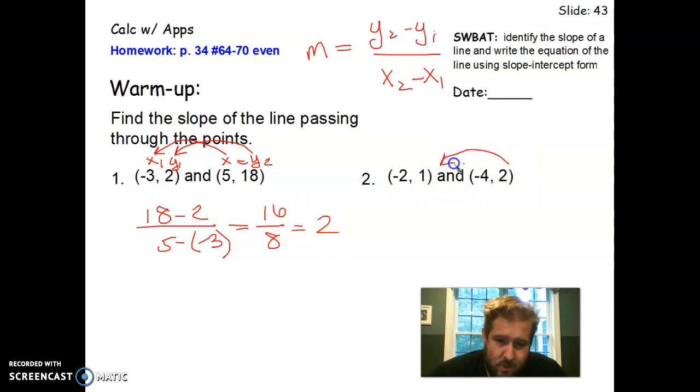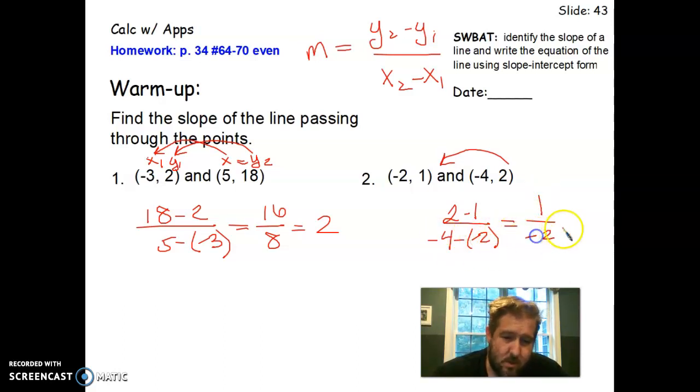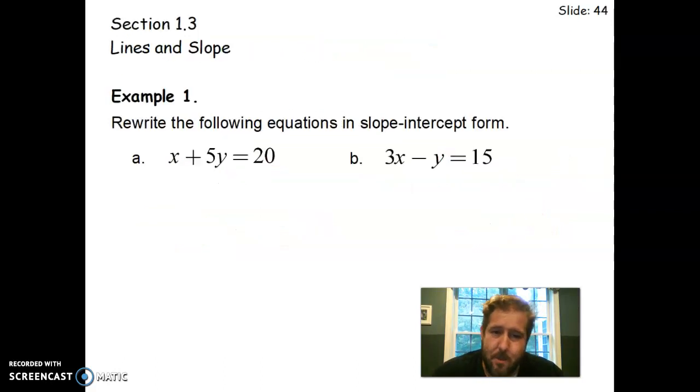Same thing over here. So we have 2 minus 1 on top and negative 4 minus negative 2 on bottom. 2 minus 1 is 1, and negative 4 minus negative 2 is negative 2. So there's your slope. Up 1, left 2, or that could be also down 1, right 2. That'd be the exact same slope.